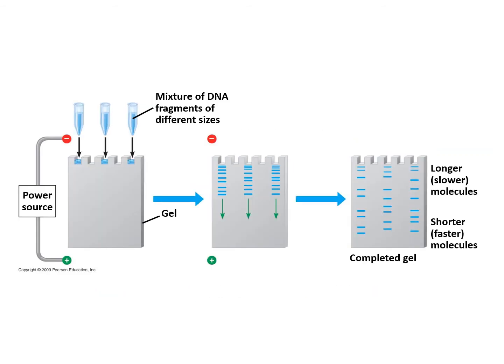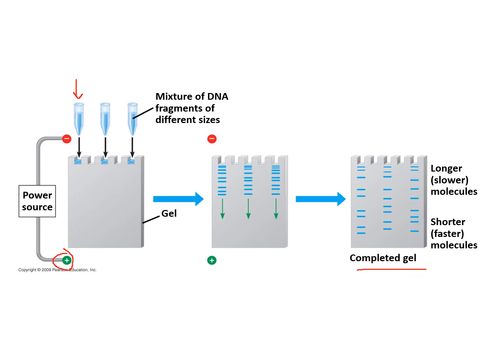So here's another view of it. You have the mixtures of the DNA here. You put in a power source. DNA is electronegative, so it runs towards the positive pole. As you put those samples in and you attach electrical current to it, they begin to flow from the negative to the positive end.